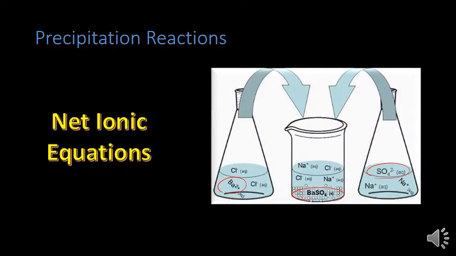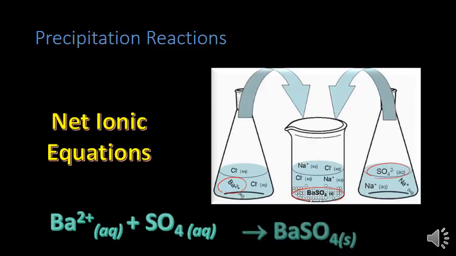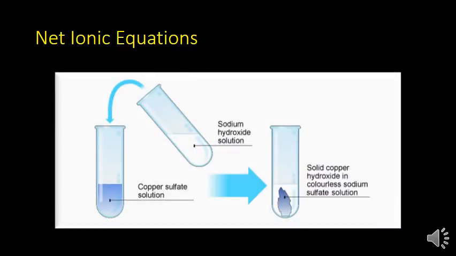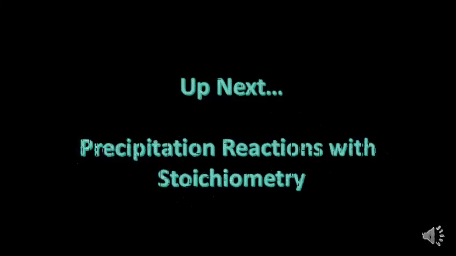The net ionic equation, remember, just shows the things that actually play the chemistry games. So the only species here that played chemistry games are the barium and the sulfate, because that's the only thing that made barium sulfate. So this would be your net ionic equation for that reaction. For this one, you already have a molecular, you already have a complete. So for extra points, show me your net. Up next, we're going to do precipitation reactions with stoichiometry.